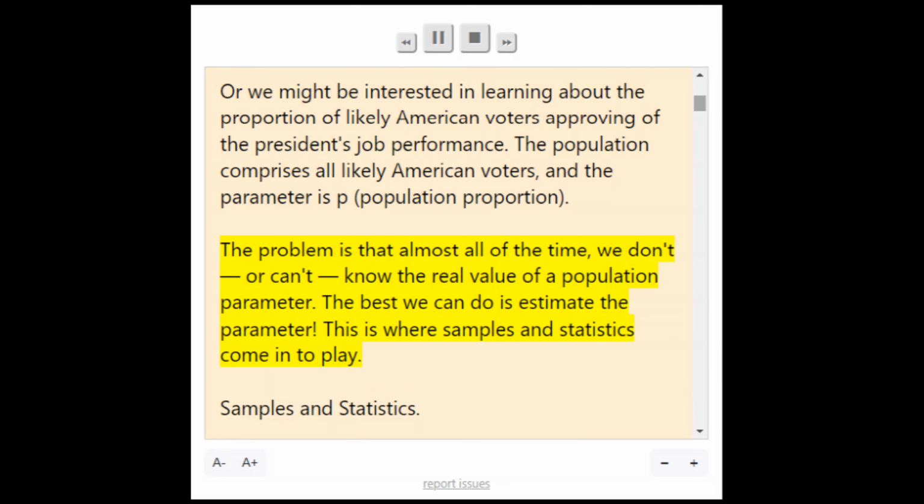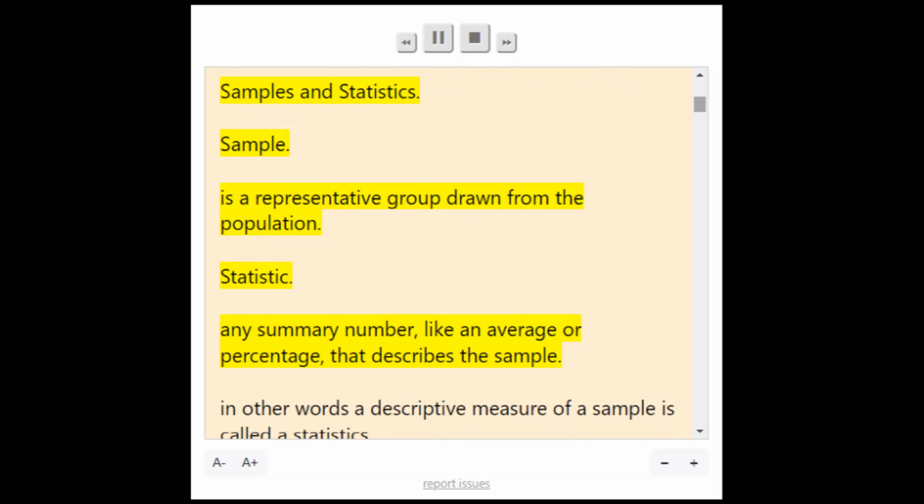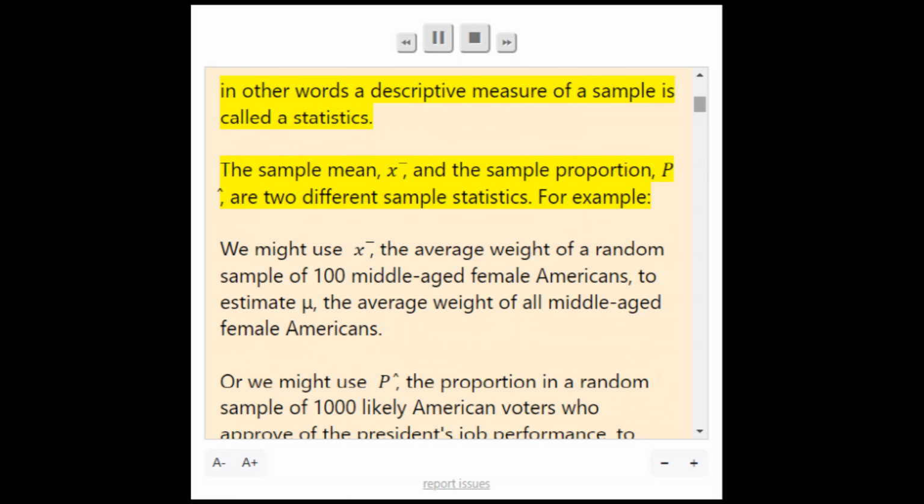The problem is that almost all of the time, we don't or can't know the real value of a population parameter. The best we can do is estimate the parameter. This is where samples and statistics come into play. Samples and statistics. Sample: a representative group drawn from the population. Statistic: any summary number, like an average or percentage, that describes the sample. In other words, a descriptive measure of a sample is called a statistic.